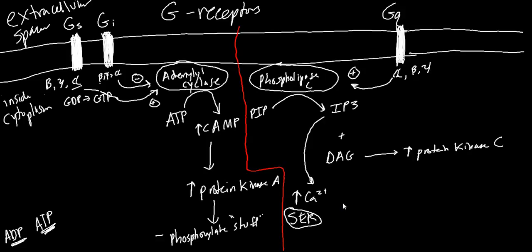Calcium inside the cell is going to do stuff. And what calcium is going to do is it's going to activate protein kinase. So it's going to activate a protein kinase that's going to be calcium sensitive. And this protein kinase will phosphorylate stuff.